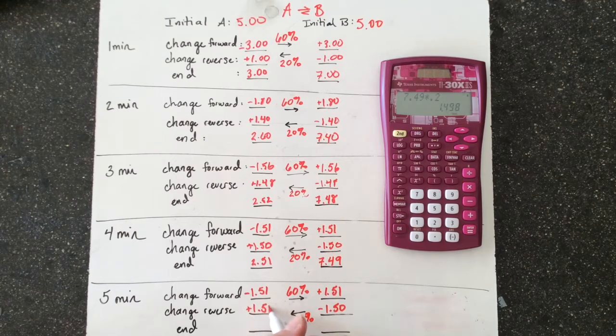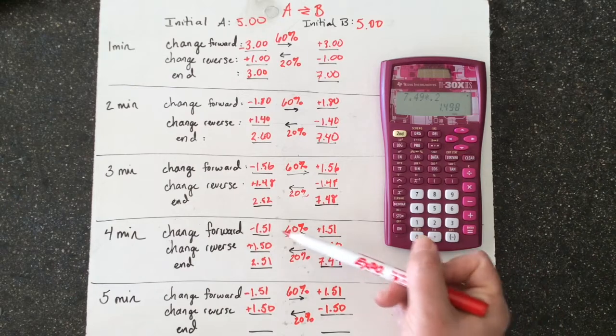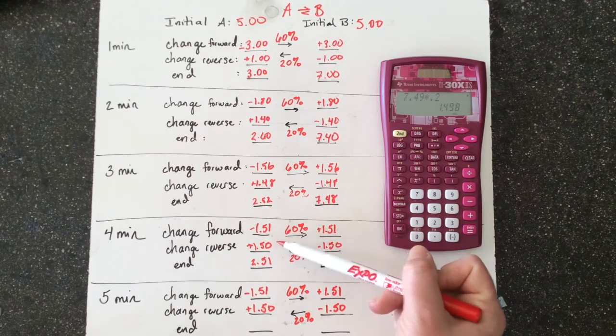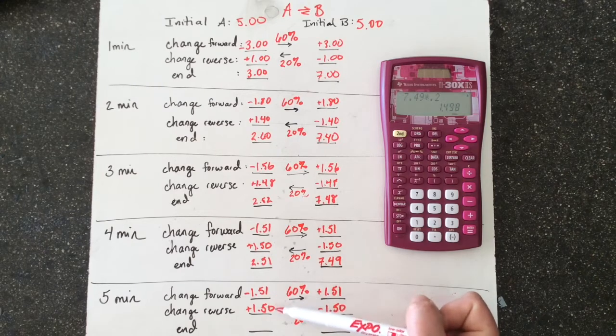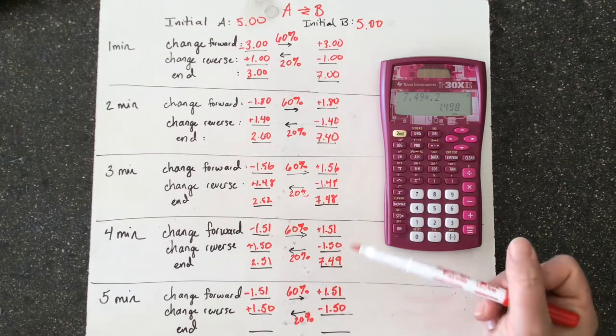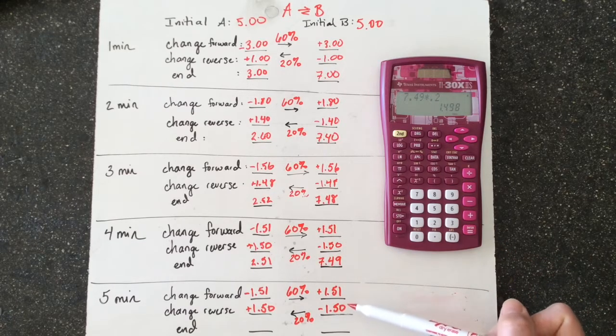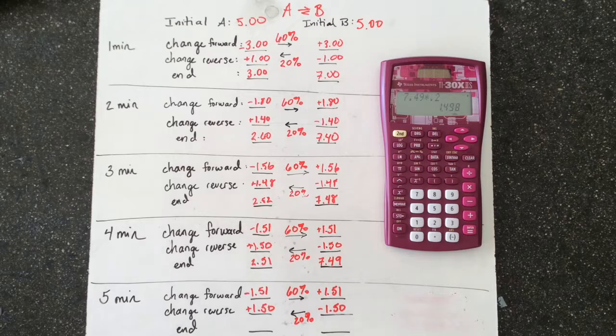And now I want you to notice something. Isn't the amount that we're changing forward and reverse in the fourth minute the same as what we're changing forward and reverse in the fifth minute? And the same thing applies for B. Changing forward and reverse is the same in the fourth minute as it is in the fifth minute, which means this reaction has really reached equilibrium. The same amount of product is becoming reactant and the same amount of reactant is becoming product.